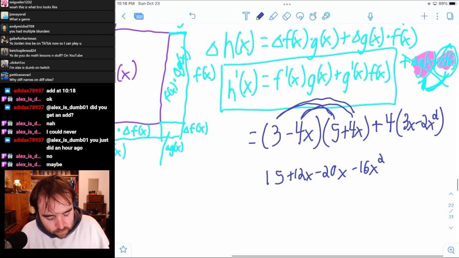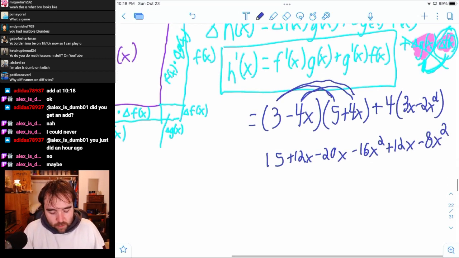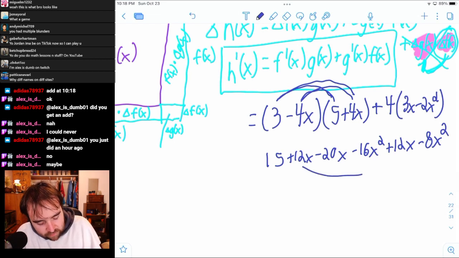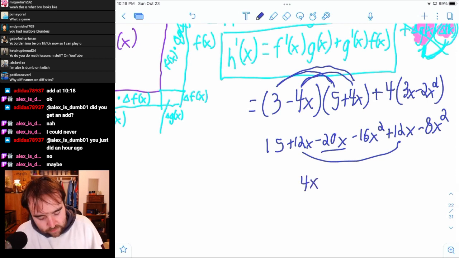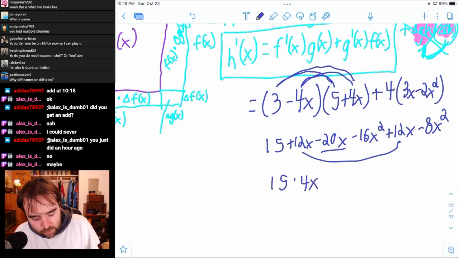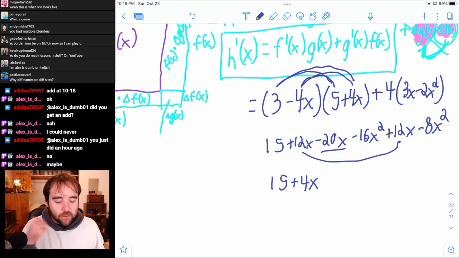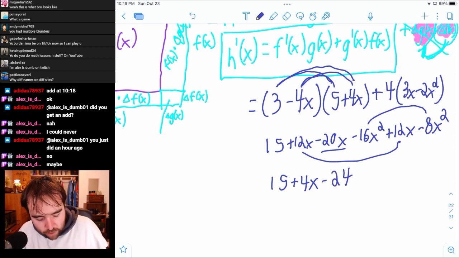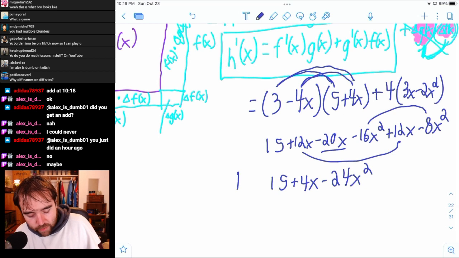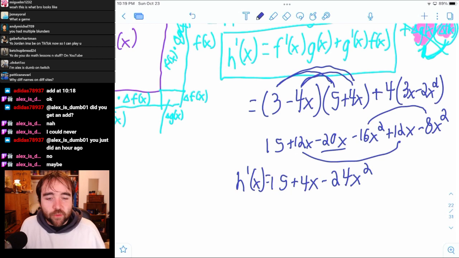And then distribute the 4. So plus 12x minus 8x squared. Lastly, we're just going to combine like terms. So we have here 12 plus 12 is 24 minus 20. So we have 4x. We still have that 15 in the middle, so 15 in the beginning plus 4x. And then we have negative 16x squared minus 8x squared. So minus 24x squared. That should be the derivative of h by using the product rule.